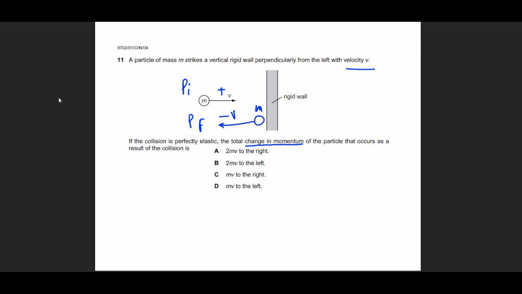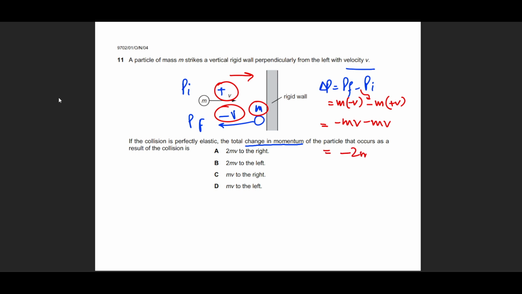I should simply write down delta p is equal to final momentum minus initial momentum. Now notice that my final momentum is after the collision, so this is m and minus v, so this will become m multiplied by negative v. Now this minus is because of the formula, and then we have m into positive v. Why positive v? Because it was initially moving towards the right side, so this will be positive v. This equation comes out as negative mv minus mv, and it simplifies to negative 2mv.